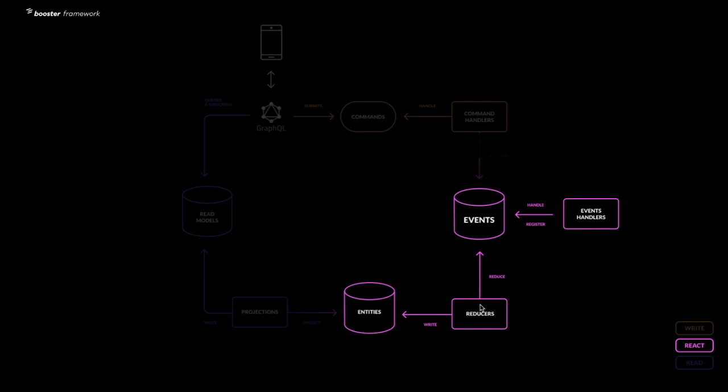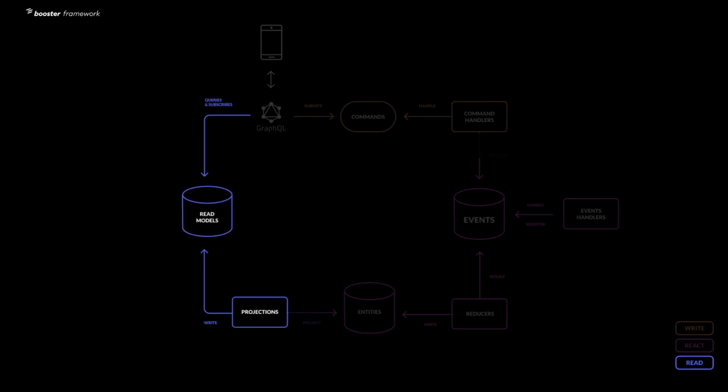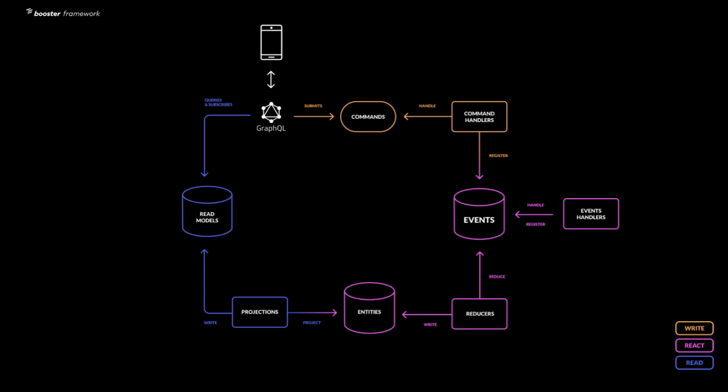And then you have reducers to create the state of your system. And then last but not least, you have the read part, which is the one that allows your users to access the data from your system. And that's mostly it. That's the basic structure of a Booster application.